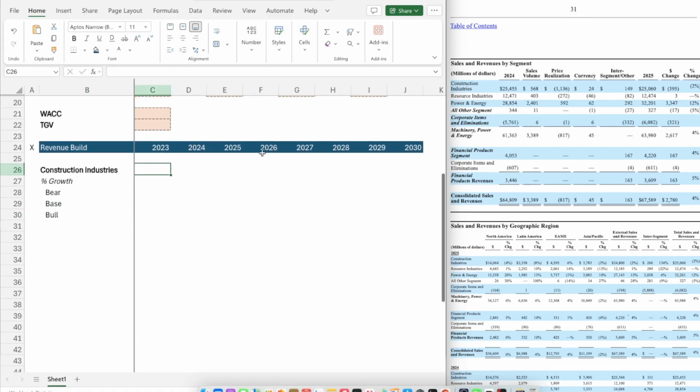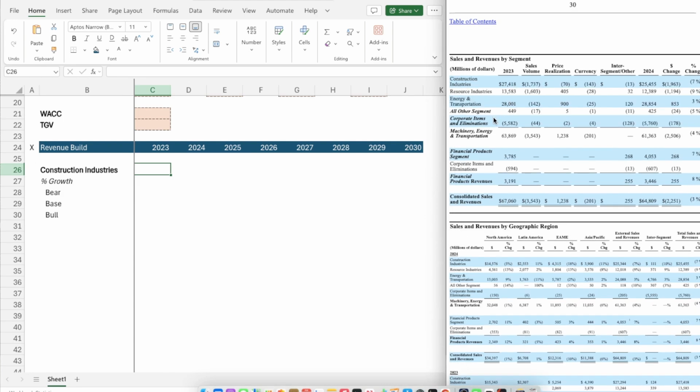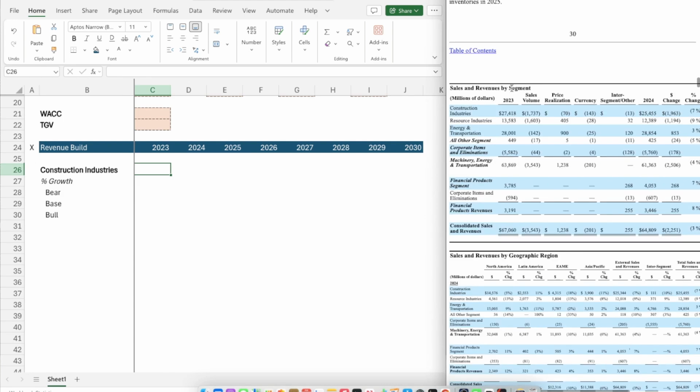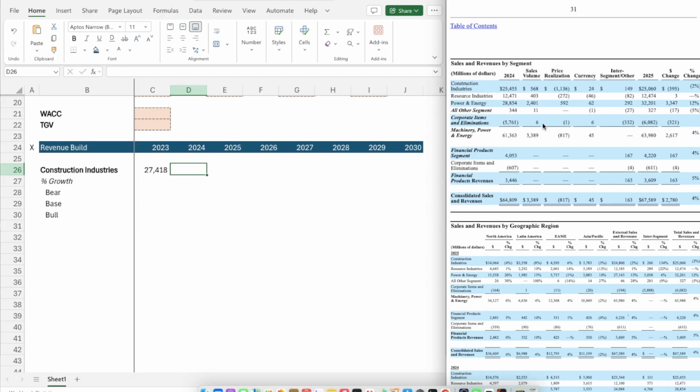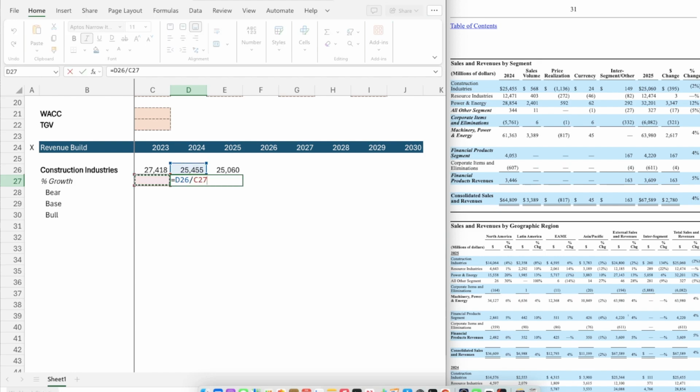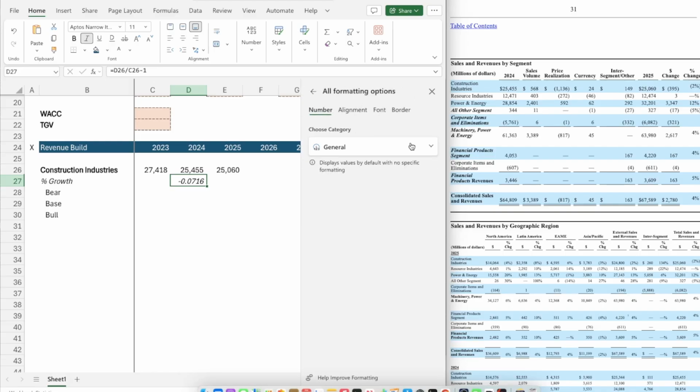Okay, let's start. Come on to 2023 first. Construction industries 27,418. In 2024, it went down to 25,455. Then 25,060. Convert this to percentage.